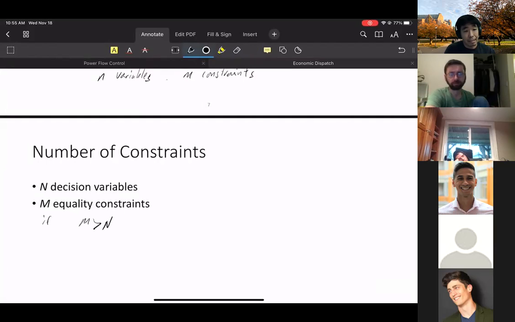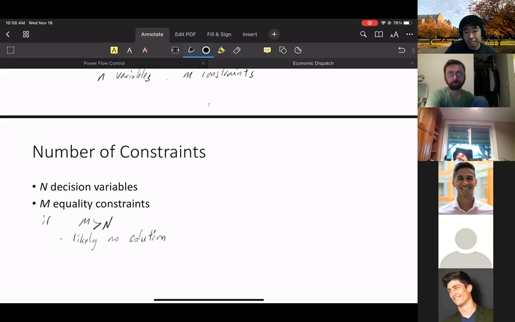There will be more than one solution? Is there more than one solution? I have more constraints than variables. How many solutions do I have? Only one solution? More constraints than variables. Probably no solution. Probably no solution, right? So with more constraints than variables, this is likely no solution, and you should probably give up. Your response should be, I cannot solve the problem.